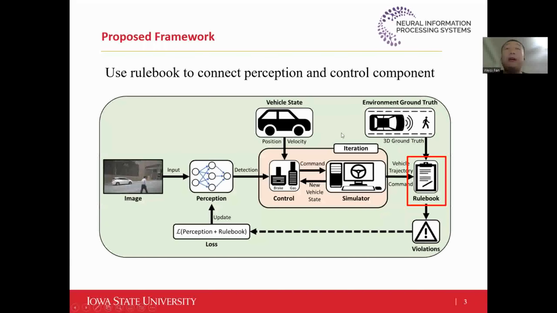To resolve the above issues, we propose a framework with a rulebook component. With this rulebook component, we can predefine some system-level safety rules that the system has to obey. During the training phase, the rulebook will output the violations, which will be transferred into the rulebook loss to help the training of the perception model. And to check more details of our work, please go to our poster session. Thank you.